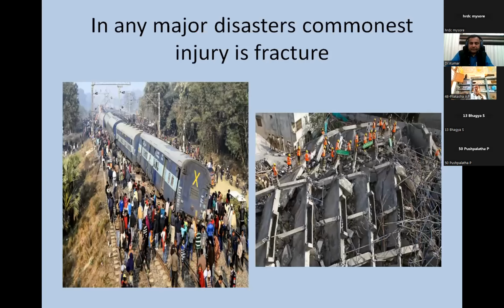So the next part is regarding the fracture that can commonly occur.